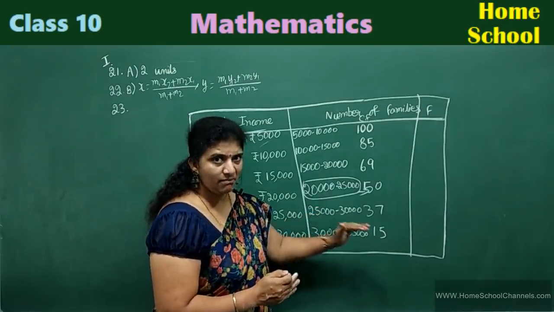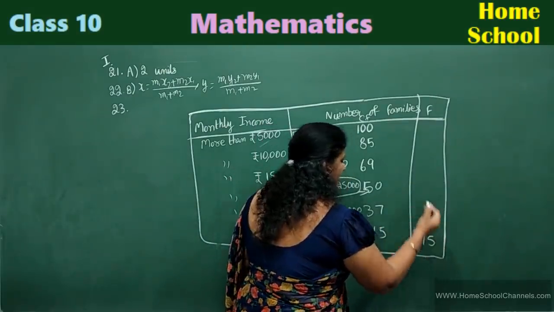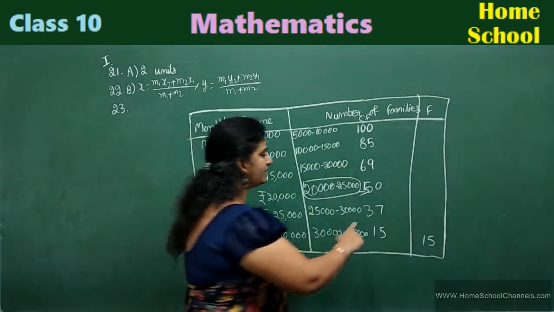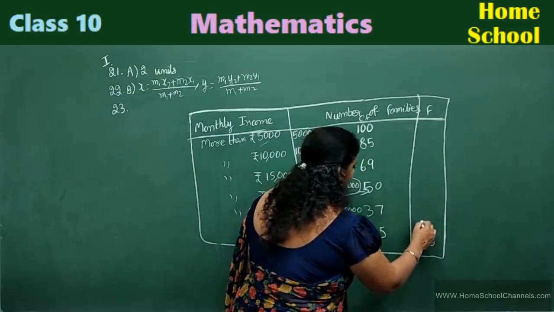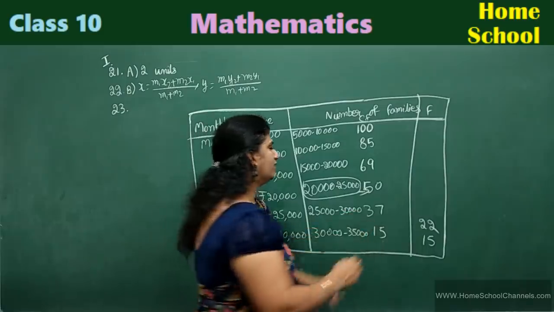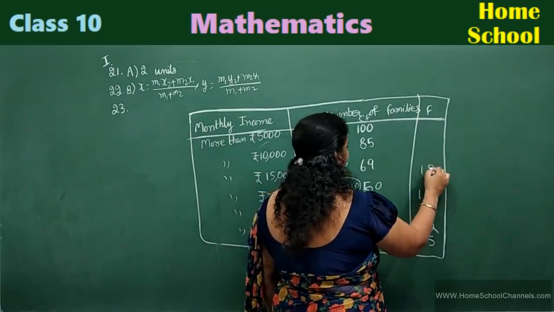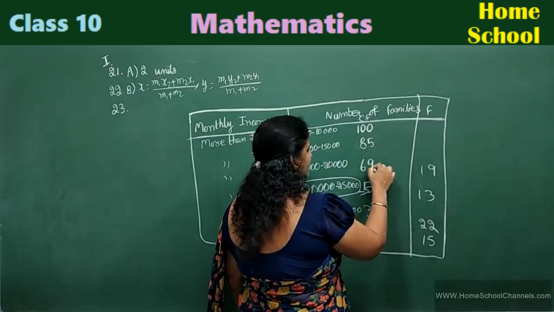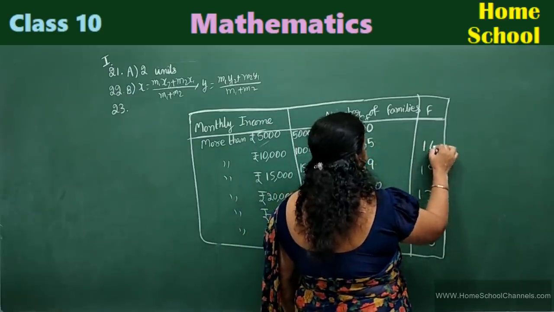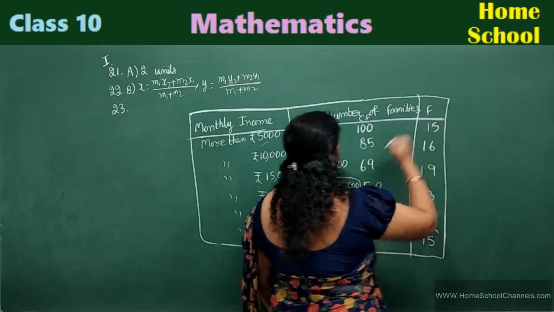Now, in the same manner, I go on subtracting from the bottom. Bottom number will be as it is. And this 37 minus 15 will be 22. 50 minus 37, it will be 13. 69 minus 50 will be 19. 85 minus 69 will be 16. And here 100 minus 85 will be 15.